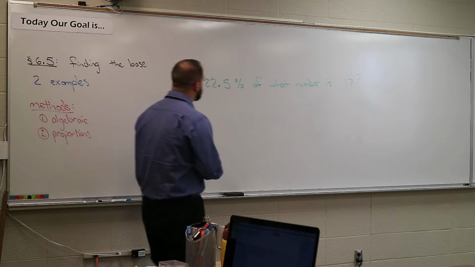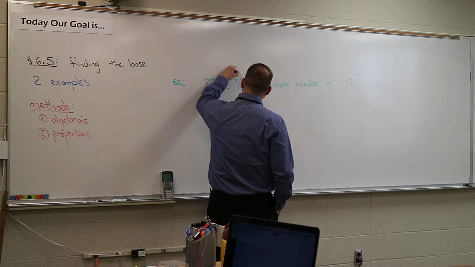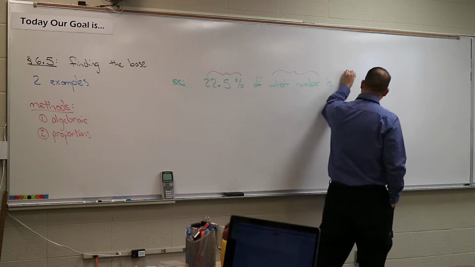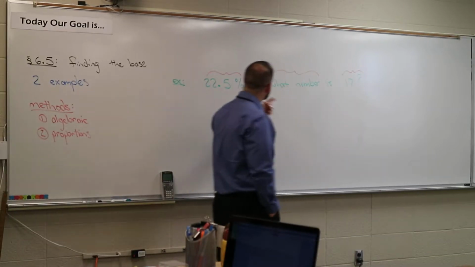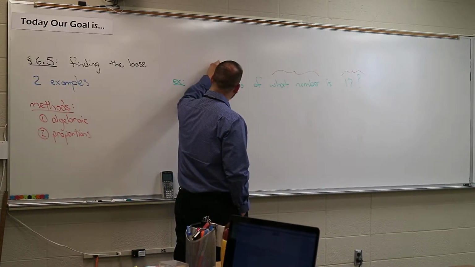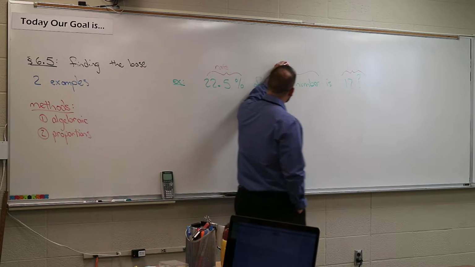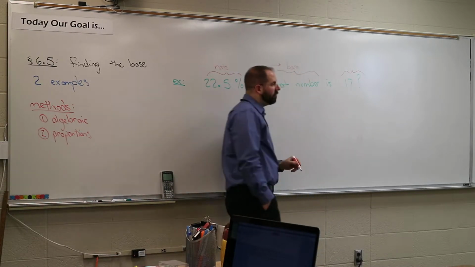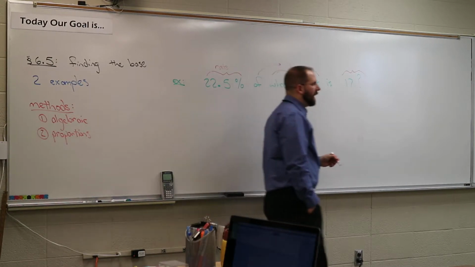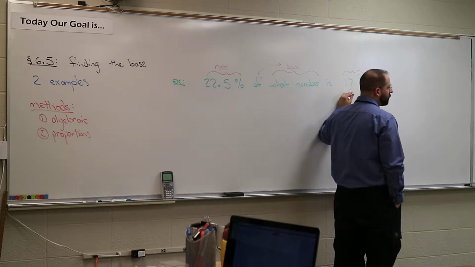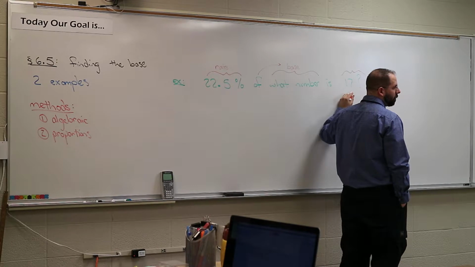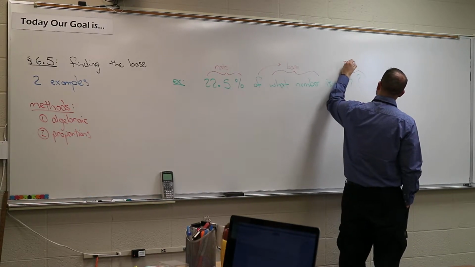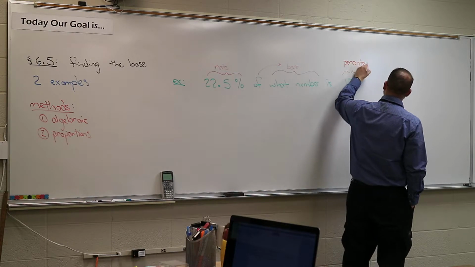Let me label the parts. What are the 3 words we've been using the last couple days? Base, rate. Okay, base, rate. This is your rate because it has a percent sign behind it. This is base because it's after the word of. That's how I know where the base is. It's always after the word of. And the last one, what was the last word? Started with a P. Percentage. The percentage is always the small number.